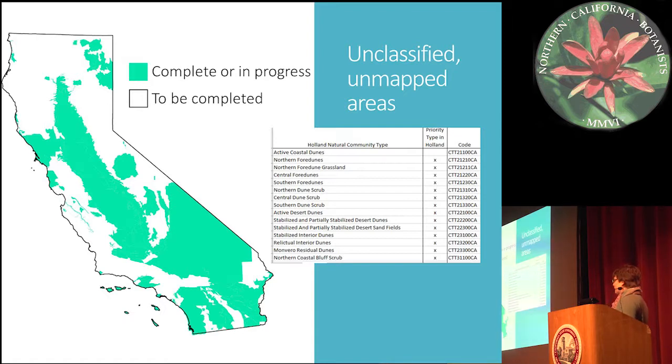And even if it's not mapped over, you still should look at the Manual of California Vegetation to see if there's at least an alliance that describes what you have on your project site. Then you can use it.